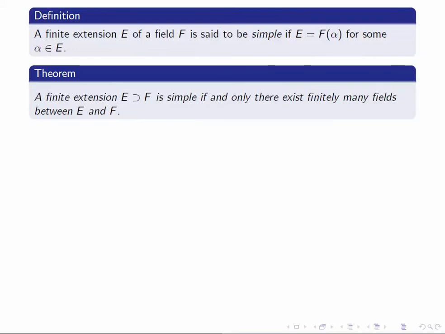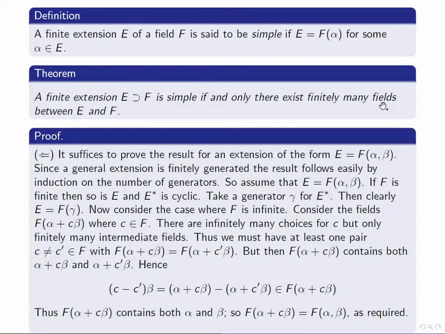The first result is the quite surprising result that a finite extension is simple if and only if there exist only finitely many intermediate fields between E and F. Let's begin by proving that, by assuming that there are only finitely many intermediate fields and proving that the extension is simple. So E is certainly finitely generated over F, and an easy induction argument tells us that we only need to prove this result when E is generated by a pair of elements alpha and beta over F.